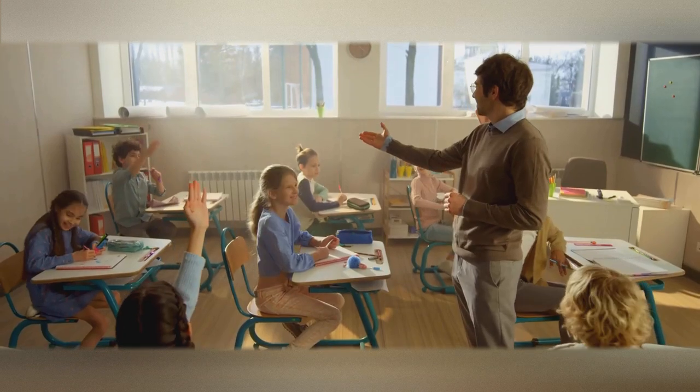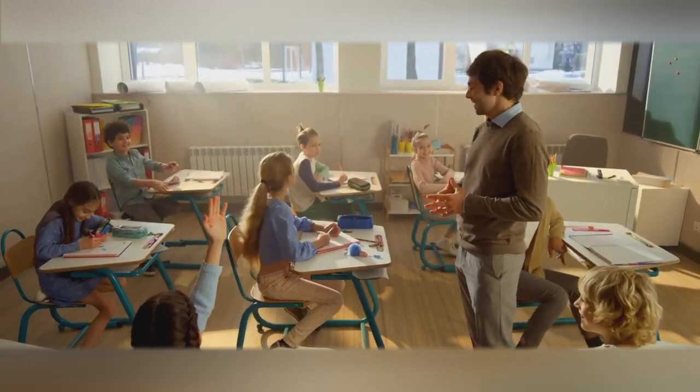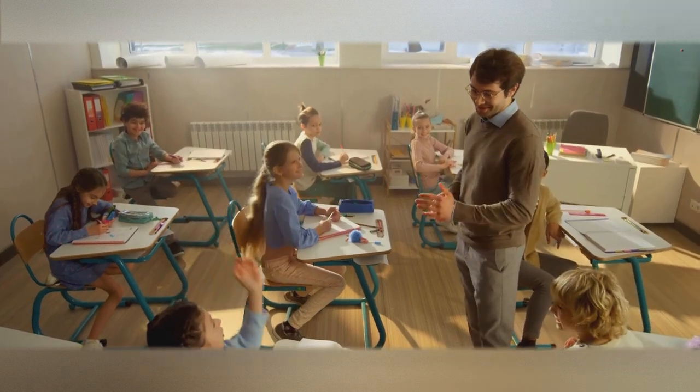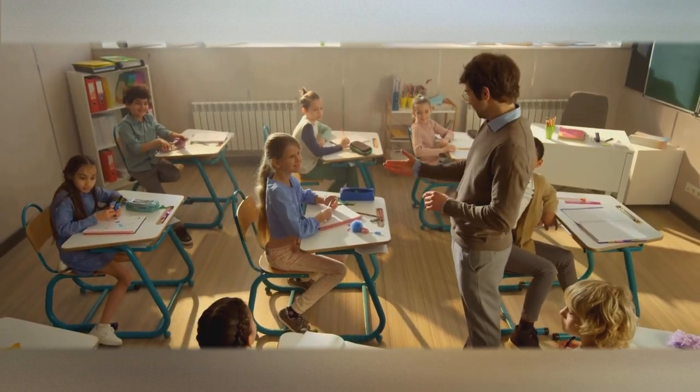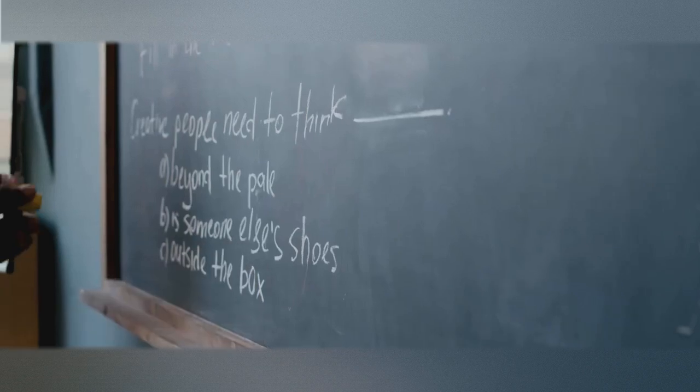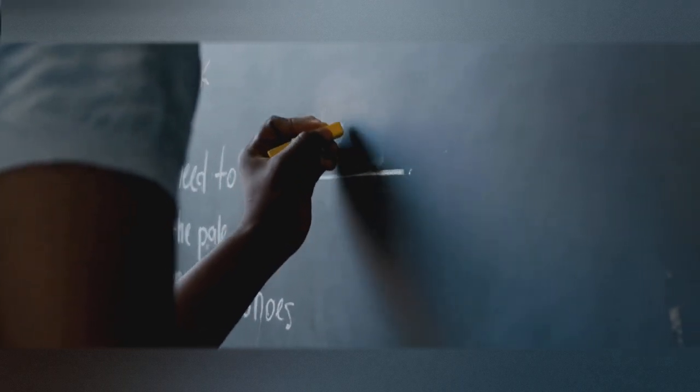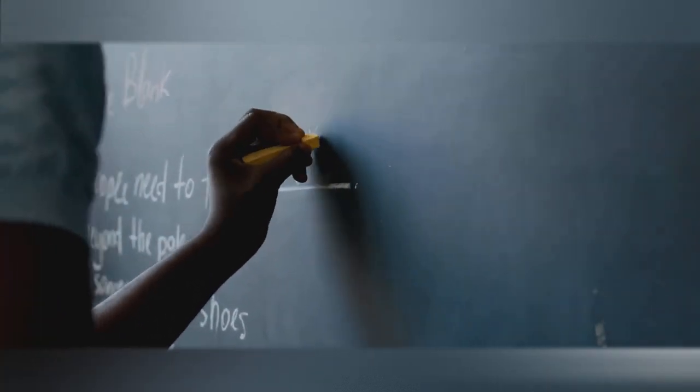Let's break this down. The subject is who or what the sentence is about, while the verb tells us what the subject is doing. For example, take the sentence, "I am a student." Here, "I" is the subject and "am" is the verb. Together, they express a complete idea.